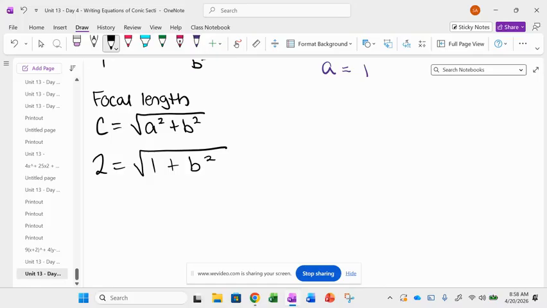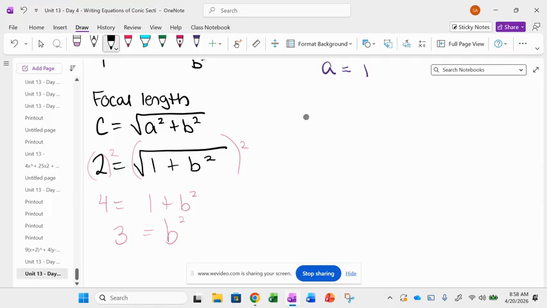Now I'm going to solve for b squared. So in order to solve for b squared, I'm going to square both sides. So 4 is equal to 1 plus b squared. So what does b squared equal? 3. Am I square rooting both sides? No, because I need b squared. I don't need b. So now we have everything we need.